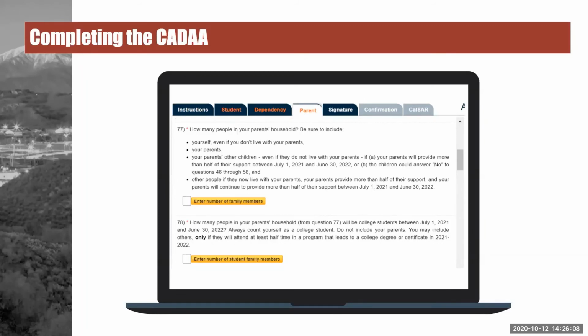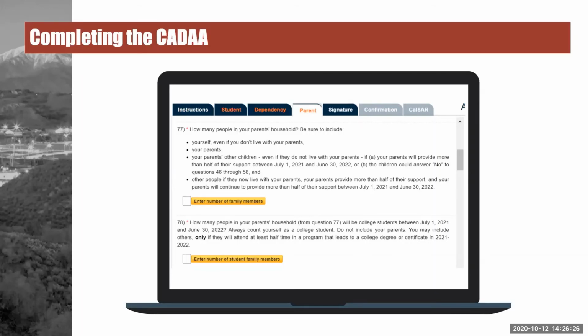This next section of the online California DREAM Act application will ask about household size. For dependent students, the household size is based upon the parent's household size, whereas the household size for independent students is based strictly on the student and whether they are financially supporting other persons.